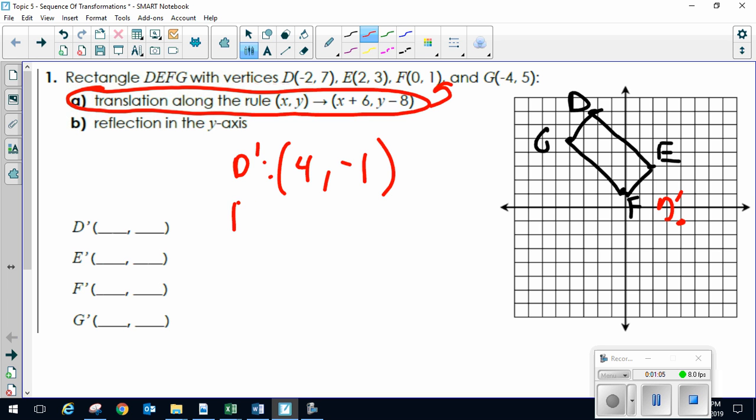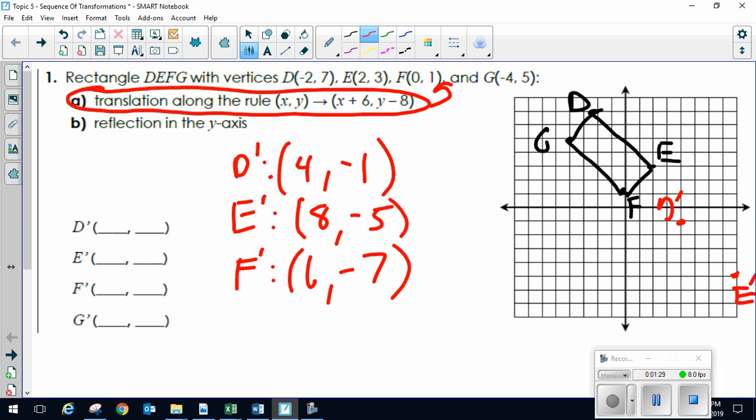Then we'll do the same thing for E prime. If I plug a 2 in, 2 plus 6 gives me 8. If I plug the 3 in, 3 minus 8 gives me negative 5. So there's my E prime. F is at 0. So if I plug the 0 in, 0 plus 6 gives me 6. And I plug the 1 in, 1 minus 8 is negative 7. So 6, negative 7.